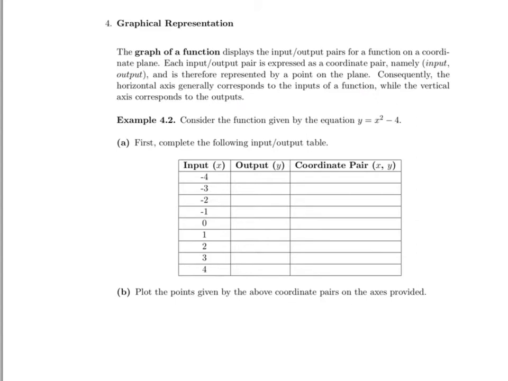Let's draw a picture of this so you can see what I'm talking about. So I'm drawing the coordinate axes right here. When we're talking about the graph of a function, remember there are two variables, the input variable and the output variable. We put the input variable on the horizontal axis and the output variable on the vertical axis.